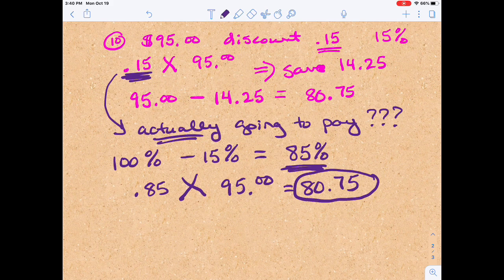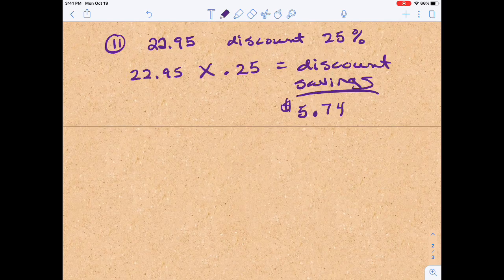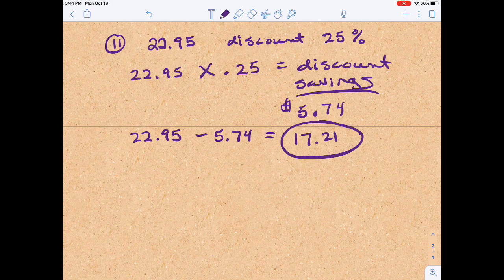So you do number 11. The DVD is $22.95 and the discount is 25%. So how much are you going to pay? Less than $22.95, right? So then I can subtract $22.95 minus $5.74, and that is $17.21, my new price, okay?